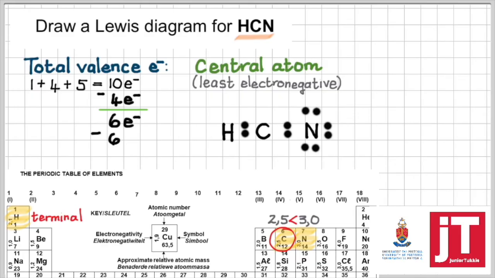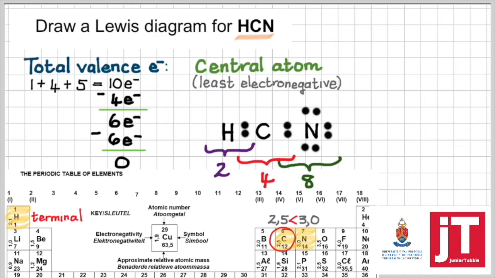Having done so, we use up the 6 electrons and are left with none. But now we notice that although nitrogen has 8 valence electrons, carbon only has 4, so its octet is not fulfilled. Remember, hydrogen is happy with its 2 valence electrons. What we can now do is move electrons from nitrogen to the center in order to complete carbon's octet.